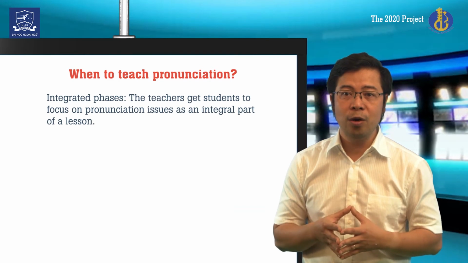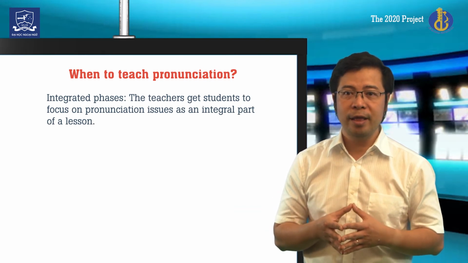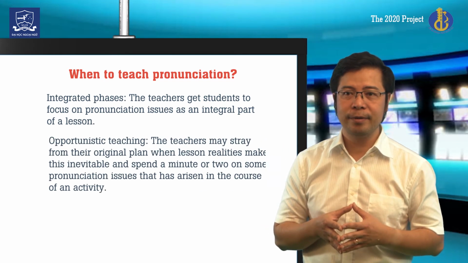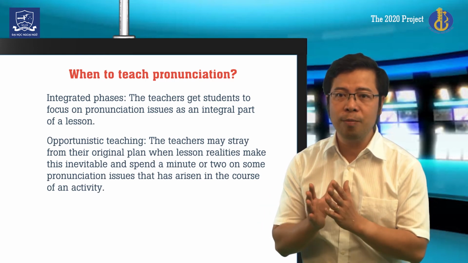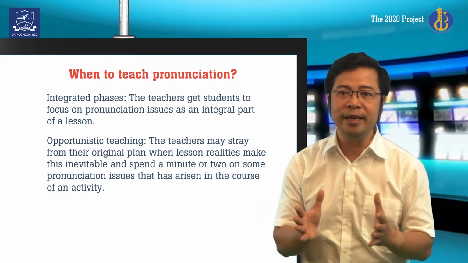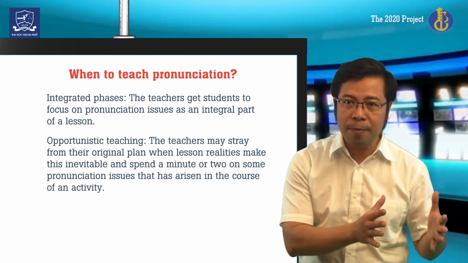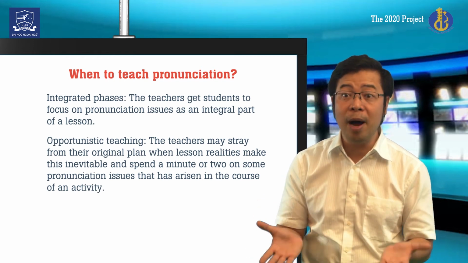Last but not least, we can teach pronunciation whenever possible. That's what we call opportunistic teaching. The teachers may stray from their original plan when lesson realities make this inevitable, and teach vocabulary or grammar opportunistically because it has come up.